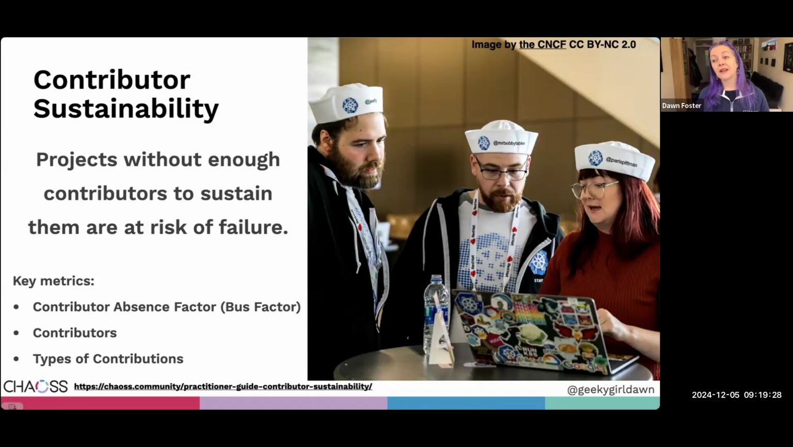And if there are not enough contributors to sustain a project, this increases the risk that the project will fail, which creates a variety of often significant challenges for the users, the organizations, and the other projects that depend on that technology.